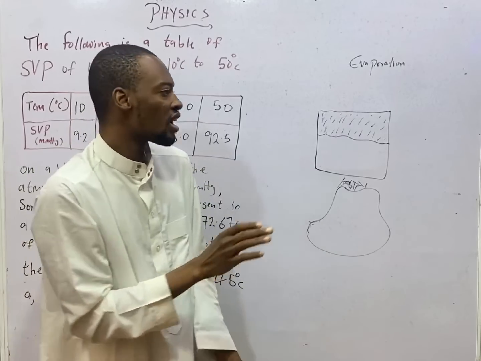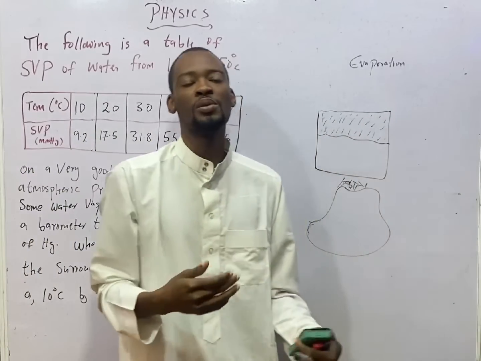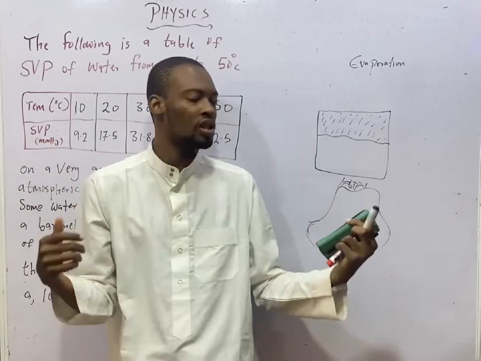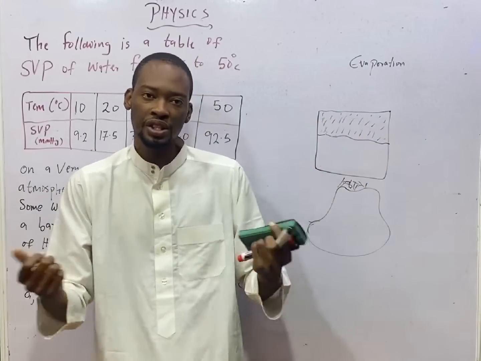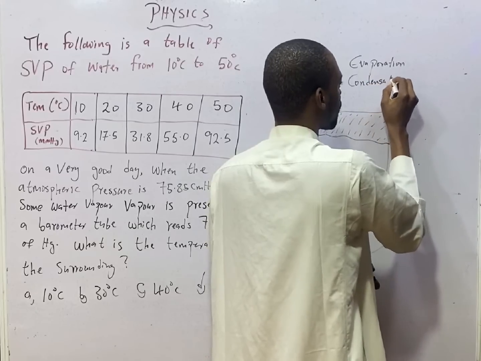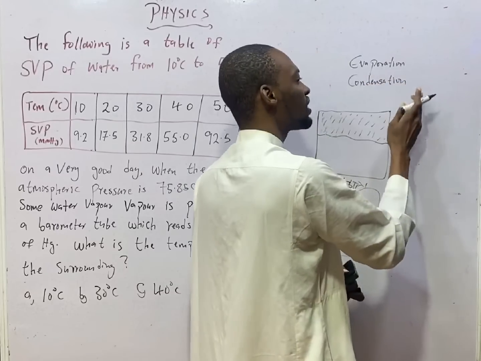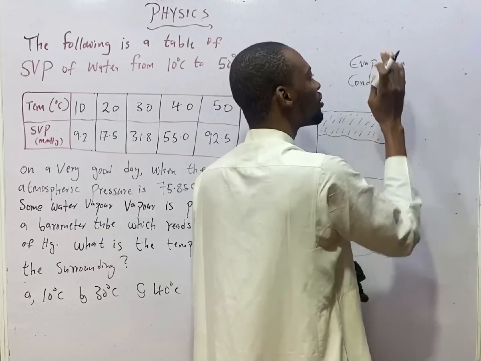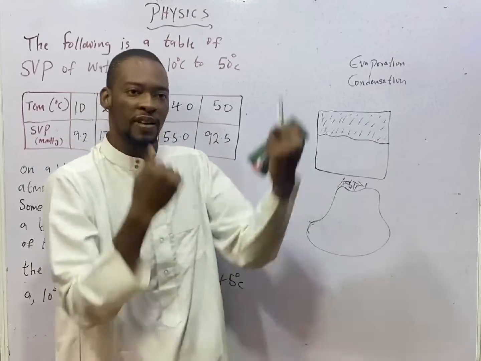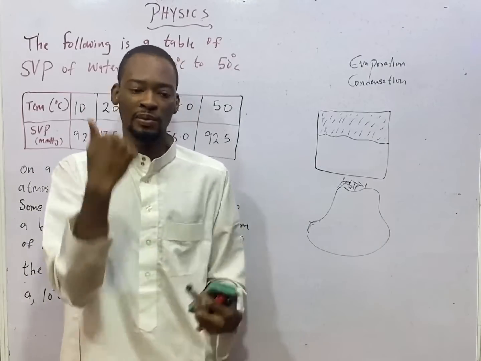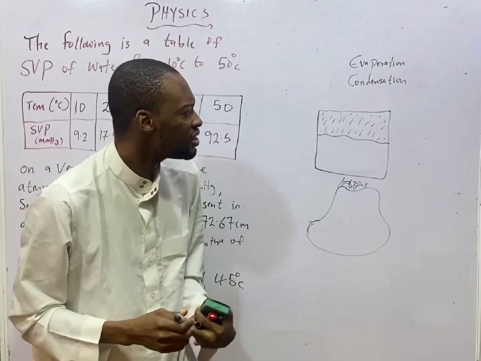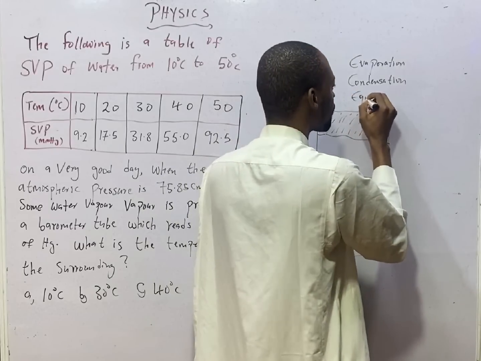What happens? After much collision, some of these molecules get so tired, and by the time gas molecules get tired due to collision, they go back to liquid state. We call that condensation, which is change of state from gas to liquid. Evaporation is from liquid to gas. Now, this evaporation and condensation happen together, evaporation, condensation, until equilibrium is reached.